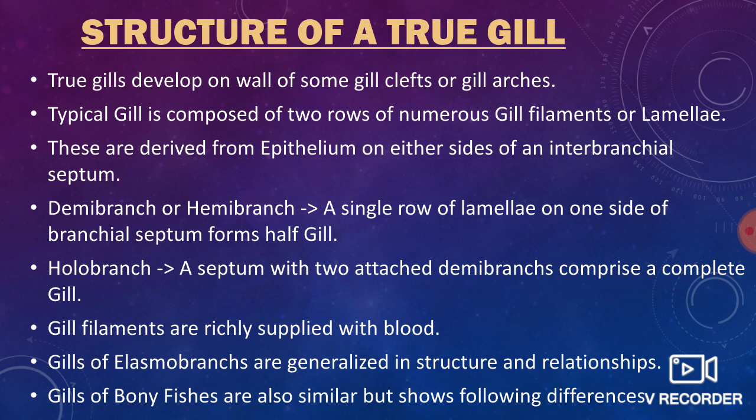A single row of lamellae on one side of the branchial septum forms a half gill known as a demibranch or hemibranch. A septum with two attached demibranchs comprises a complete gill known as the holobranch. Gill filaments are supplied richly with blood. Gills of elasmobranchs are generalized in structure and relationships. Gills of bony fishes are also similar but show the following differences.